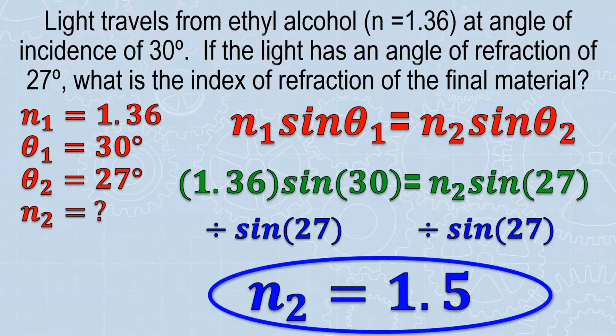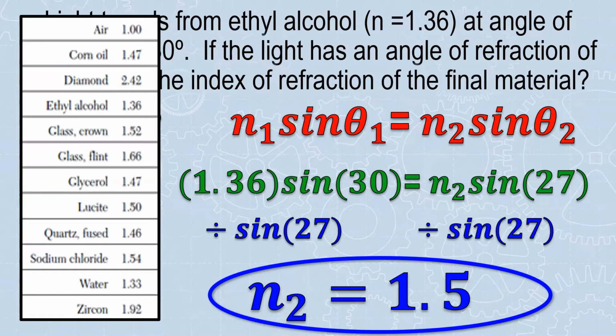I can plug that directly in my calculator. 1.36 times sine of 30, divided by sine of 27, and I get 1.5. That means the index of refraction of the material I'm going into, my N2, represents lucite, 1.5.